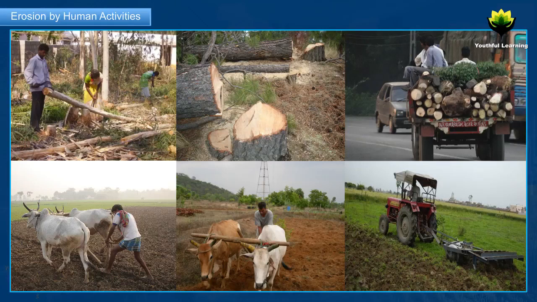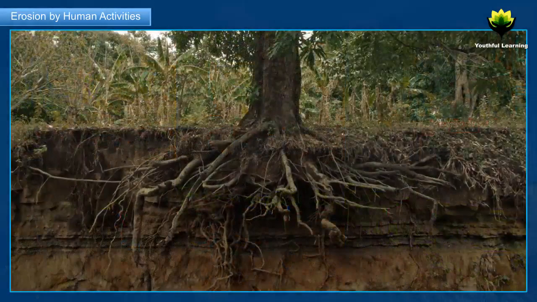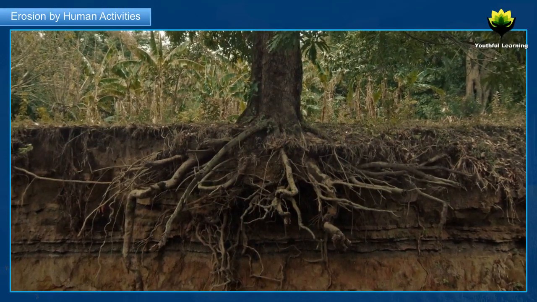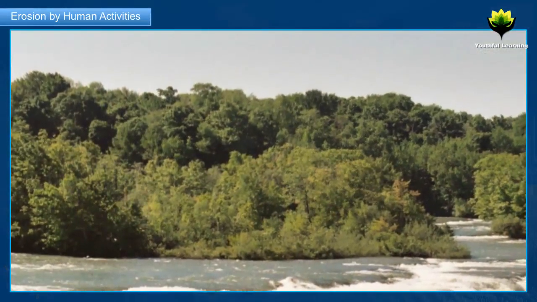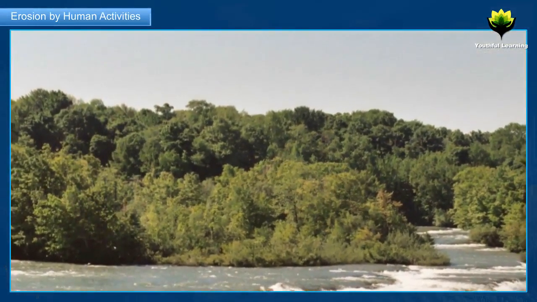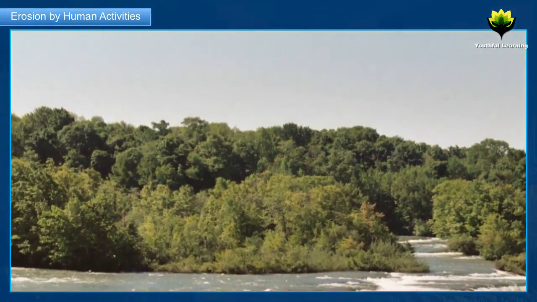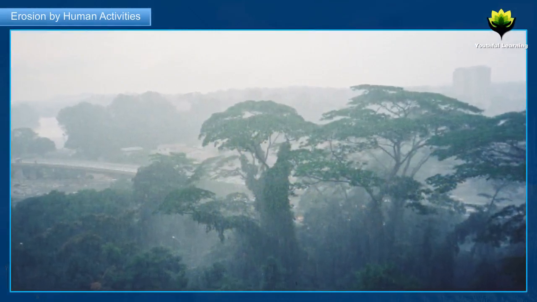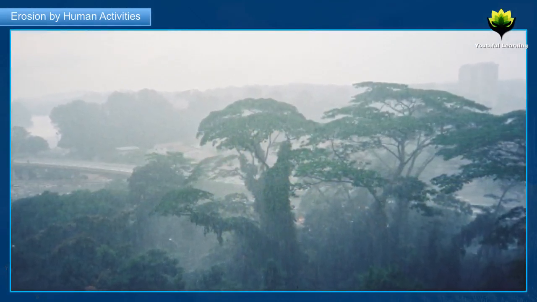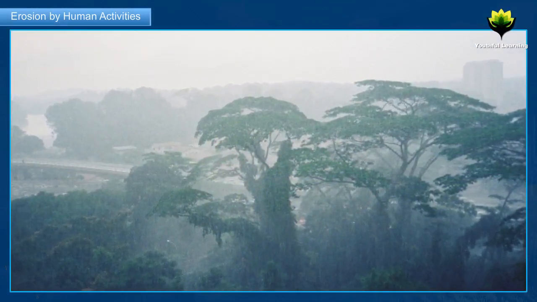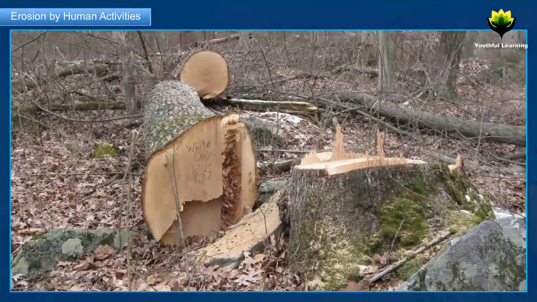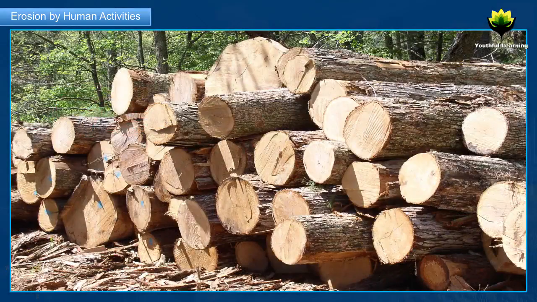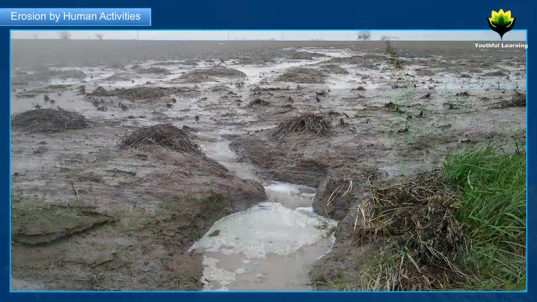Erosion by human activities. The roots of plants and trees hold the soil together. Plants slow down the flow of water, allowing much of it to seep into the ground. Further, plants reduce the impact of rainfall, thus lessening its erosion effect. Cutting down of trees loosens the soil, allowing it to be easily blown or washed away.